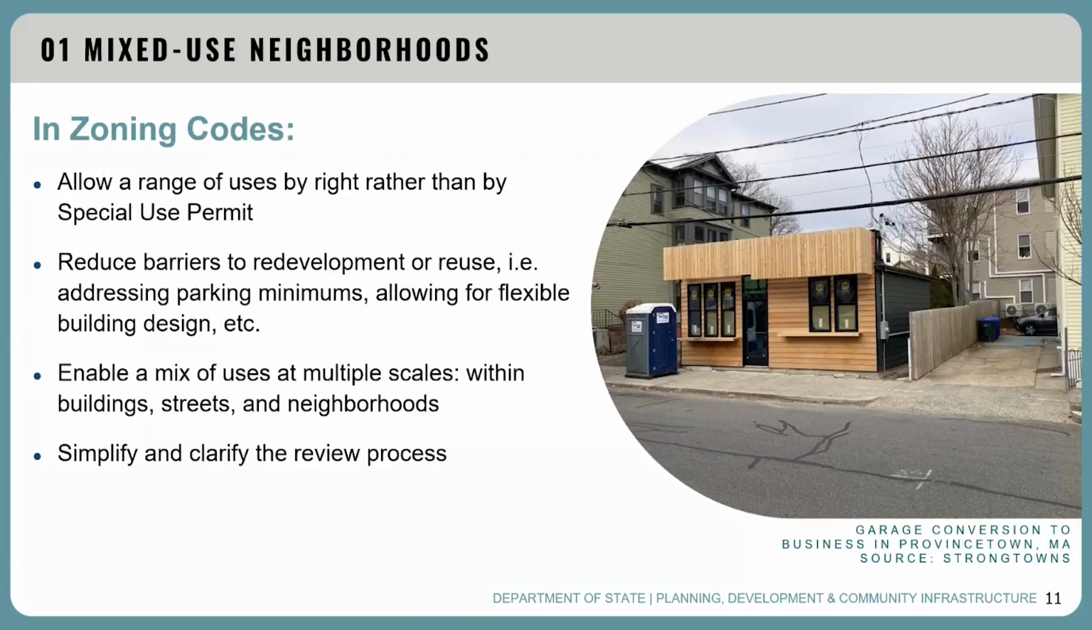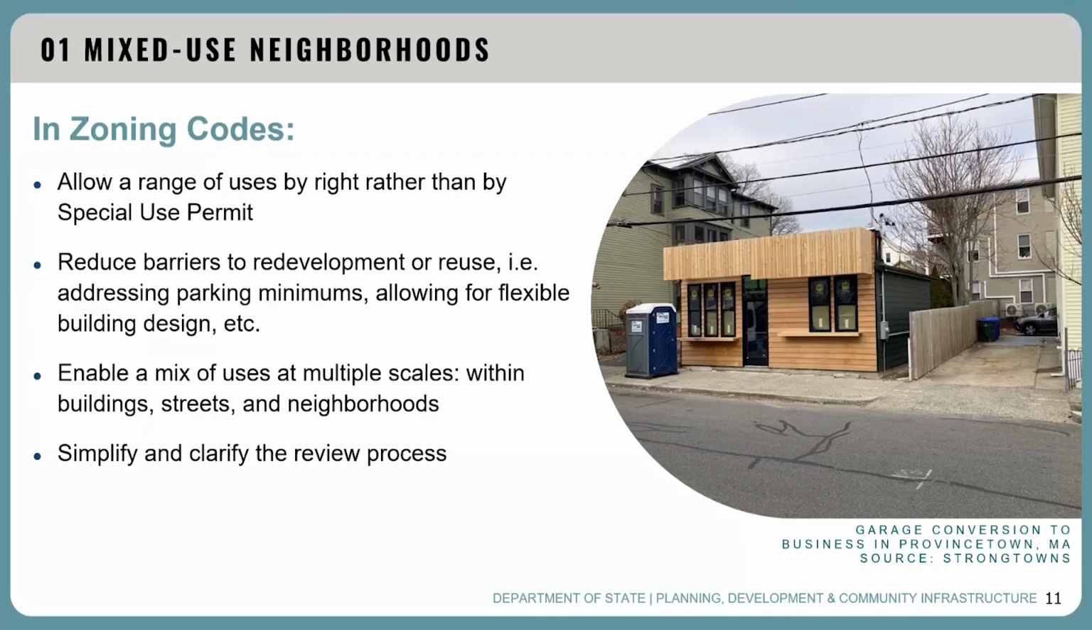From a use perspective, communities should support a broad range of uses by right rather than by special use permit, particularly uses that allow residents to meet their day-to-day needs and lower impact non-residential uses like retail, food service, daycares, community uses, or professional businesses. Communities can also enable mixed-use neighborhoods by reducing barriers to development, like parking minimums, that can often unnecessarily restrict development efforts in historic neighborhoods that were laid out prior to the invention of the automobile.